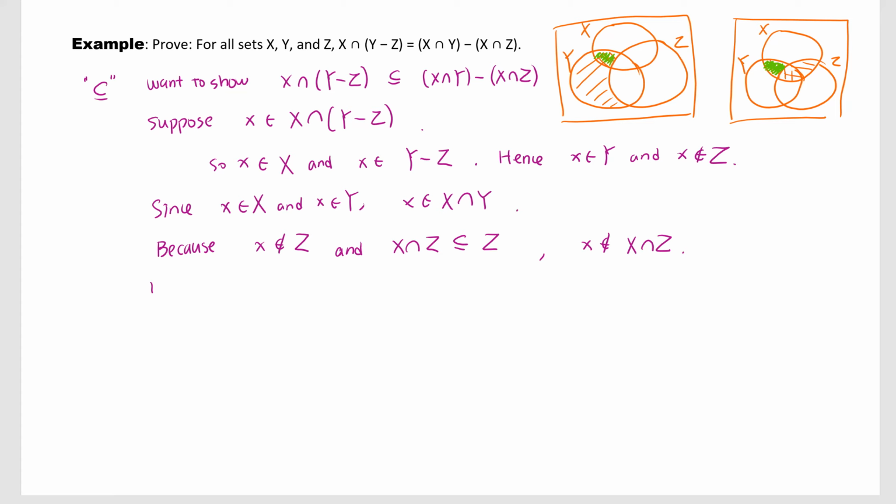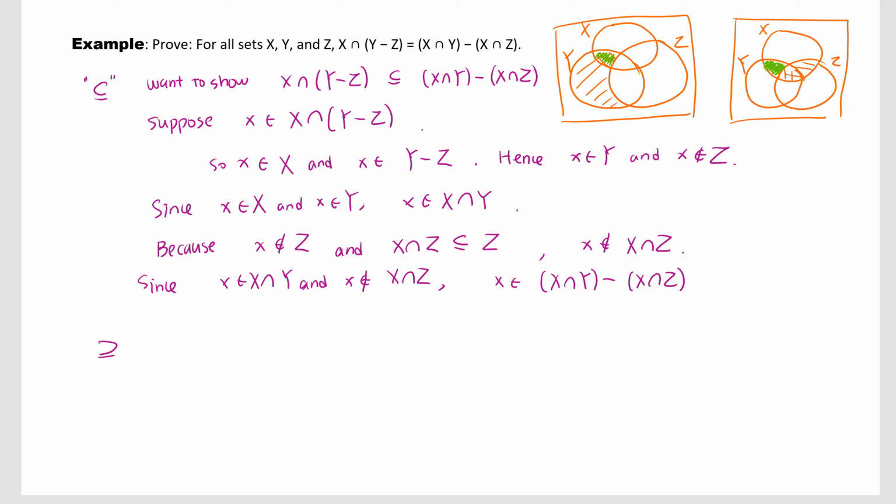We can use "since" again: since x is in X ∩ Y and x is not in X ∩ Z, we have x is in (X ∩ Y) − (X ∩ Z). This is by the definition of set minus. Okay, so that finished one direction. You can see each step we are using a definition or a rule.